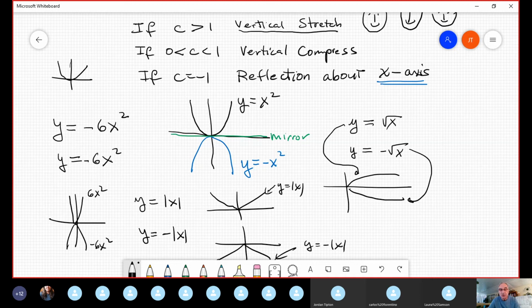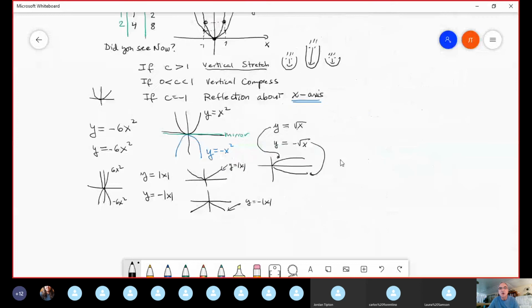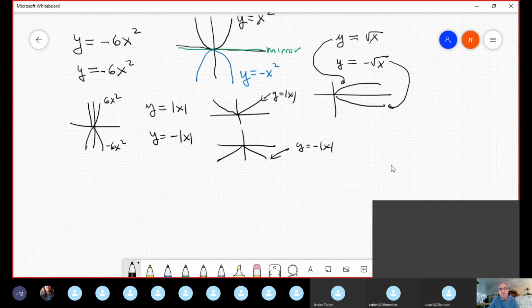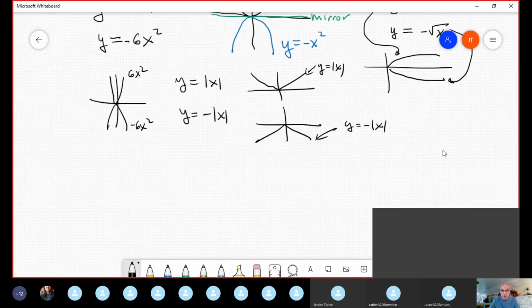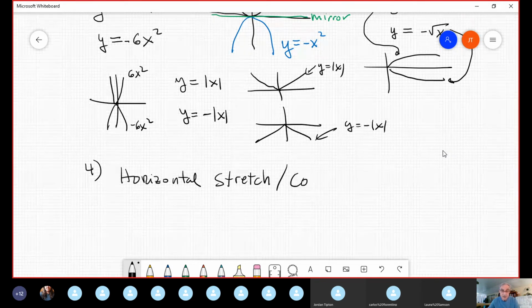Okay. Let's continue with the last transformation. Do you see the board? Yes or no? Yes. Okay. Last transformation, number 4. The last transformation is horizontal. It's similar, horizontal. And horizontal is, again, stretch, compress, and reflection.